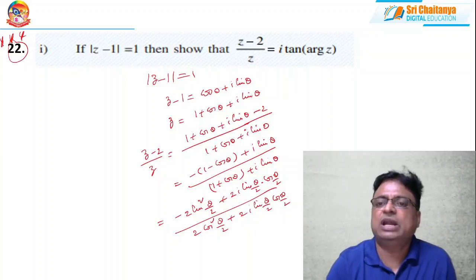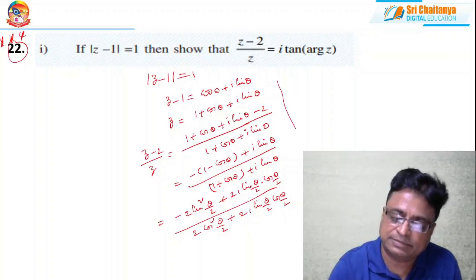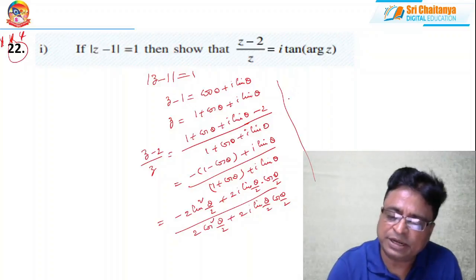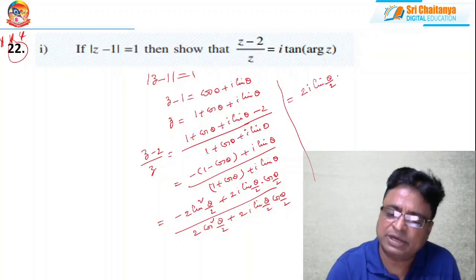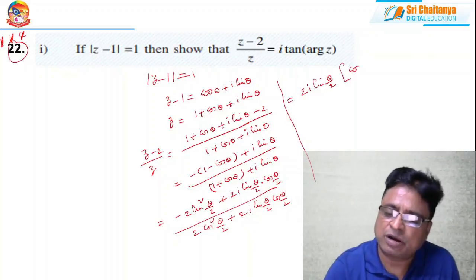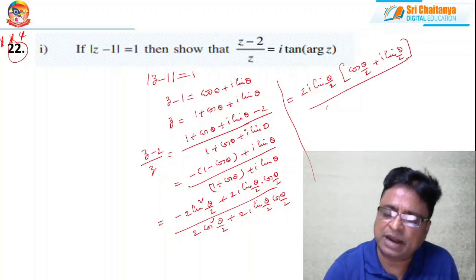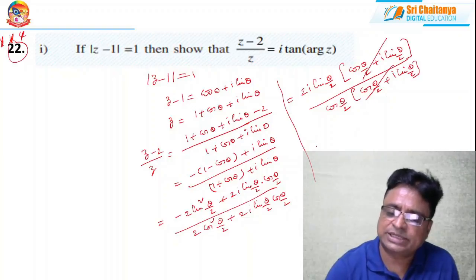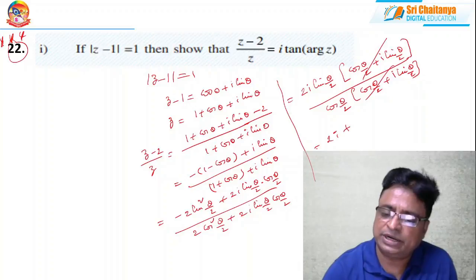See, here I am applying elementary trigonometric identities. From the numerator, I am taking 2i sin theta by 2 as common. So obviously the numerator becomes cos theta by 2 plus i sin theta by 2. And in the denominator, I am taking cos theta by 2 as common. Again, I get cos theta by 2 plus i sin theta by 2. So these two get cancelled. So this is i tan theta by 2.